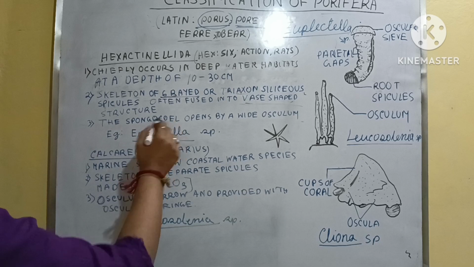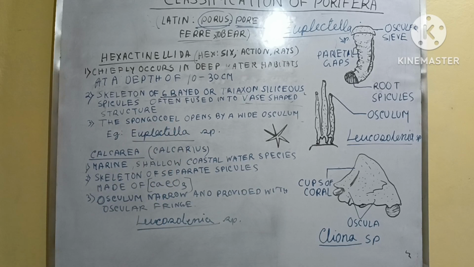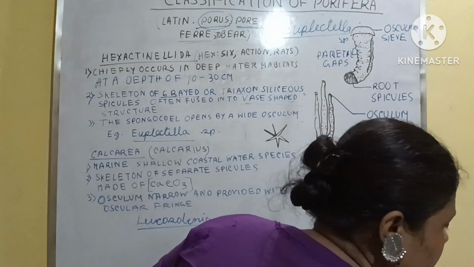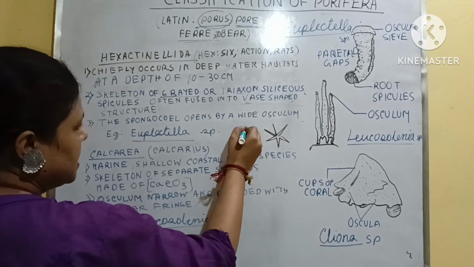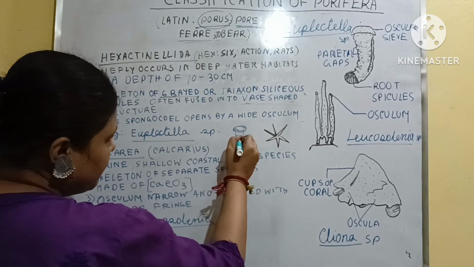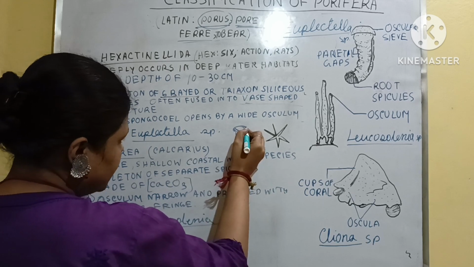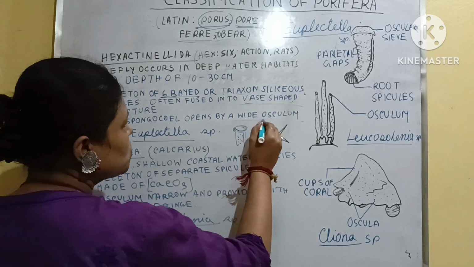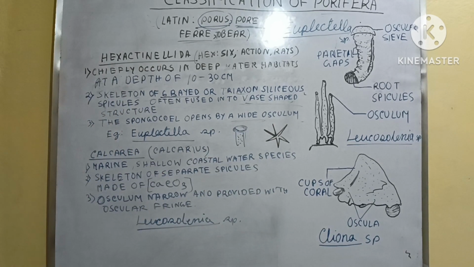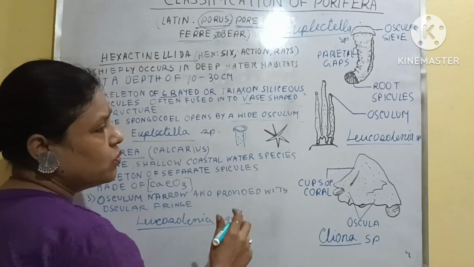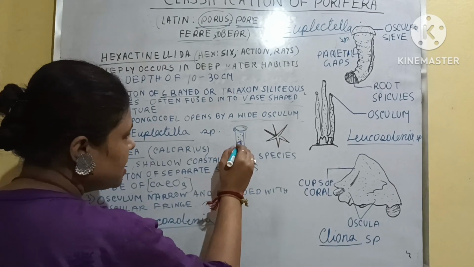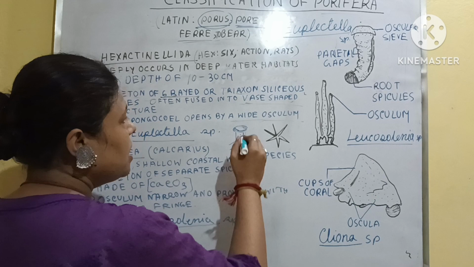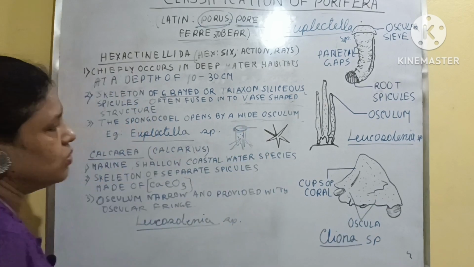Third one, the spongocele opens by the wide osculum. This is the body part, and this part is the osculum. The body bears the pores or the ostia, and one opening is there, that is called the osculum, and this osculum is wide. So what is the actual function of the osculum? The water with nutrients and oxygen comes in through the pores or the ostia, but comes out from the body through the opening, that is the osculum. Clear?